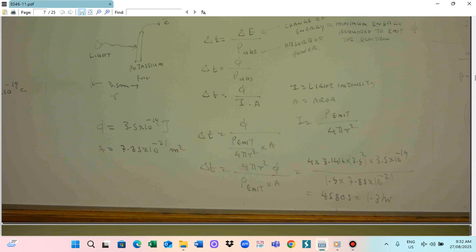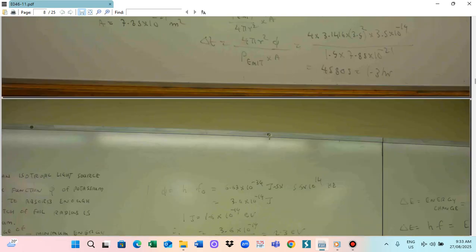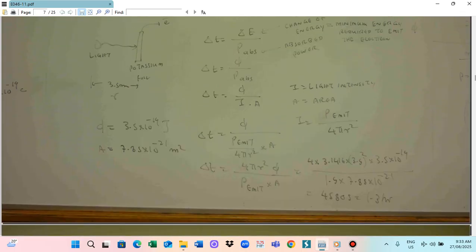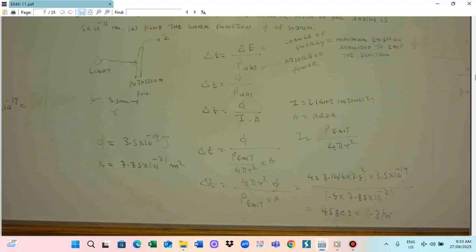So 4 multiplied by 3.1416, R square is 355 square, multiplied by phi, which is 355 into 10 power minus 19, divided by the emitted power, which is 1 by 5, and the area is 10.85 into 10 power minus 21. By solving this, the time requirement is 1.4580 seconds, or 1/3 hour. One third of an hour is required to absorb enough energy to emit the electron.